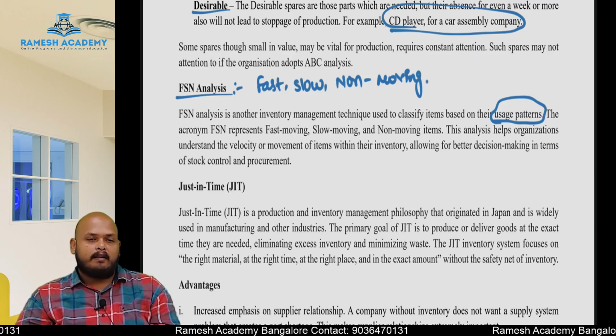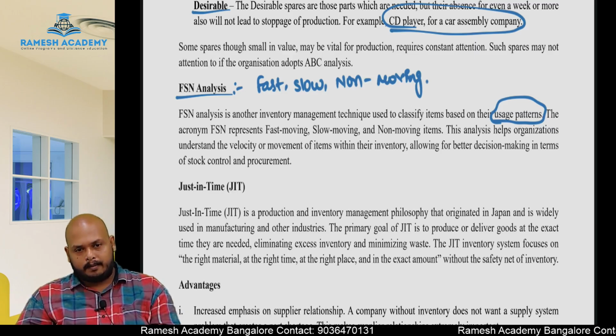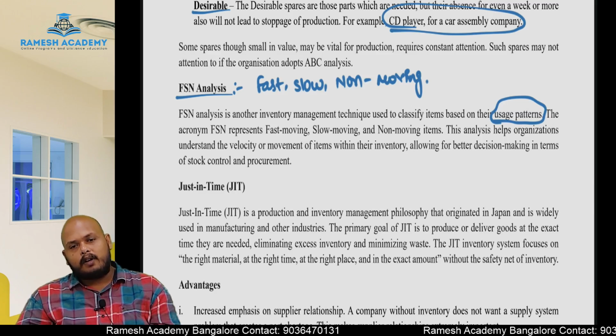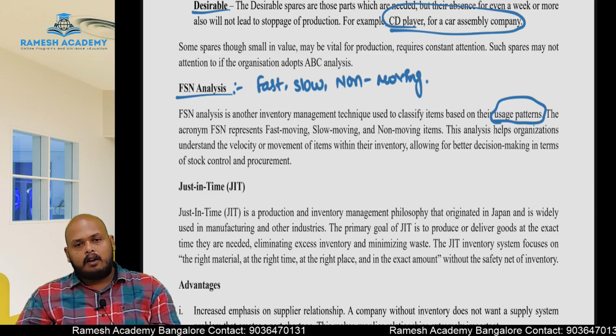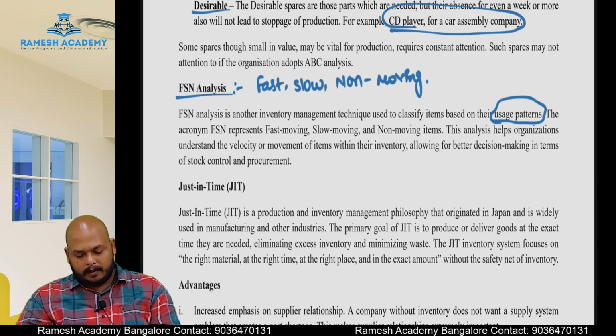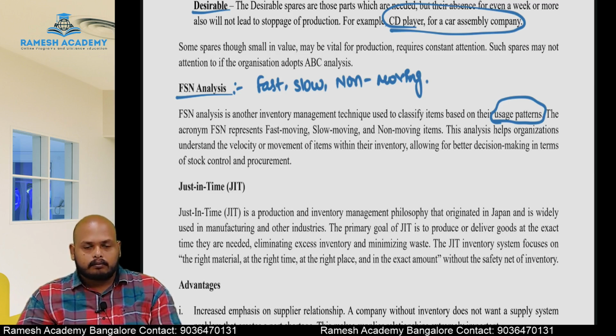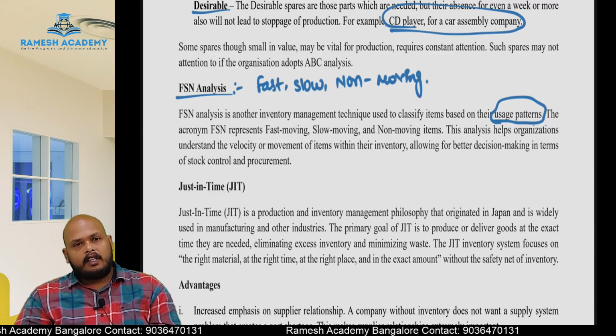These kind of items we will call non-moving items. Non-moving items, here we can take an example for non-moving items.